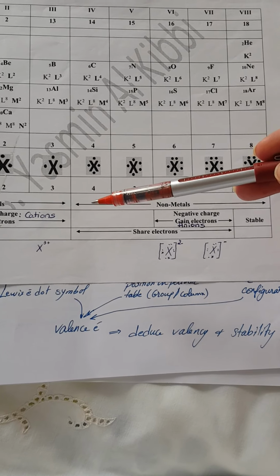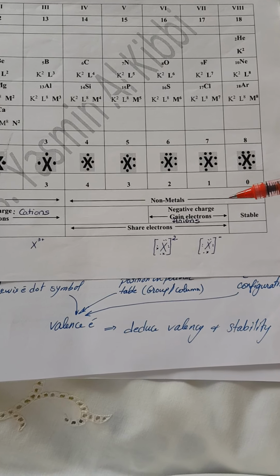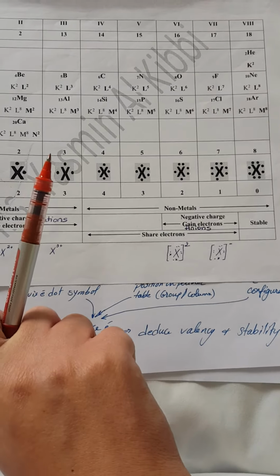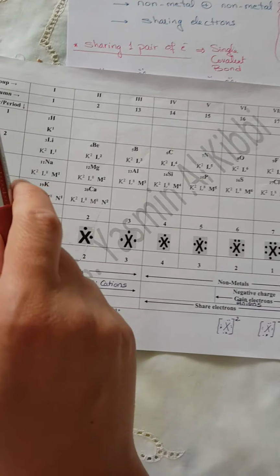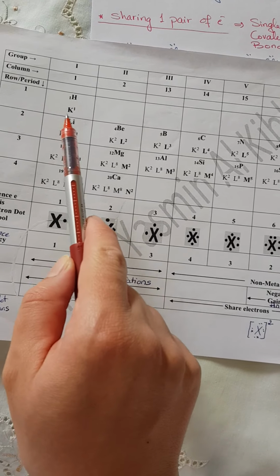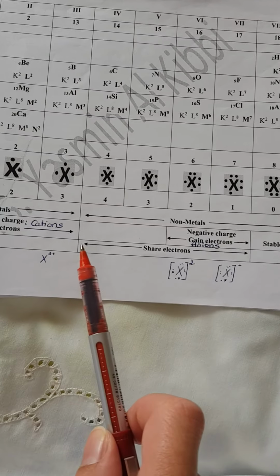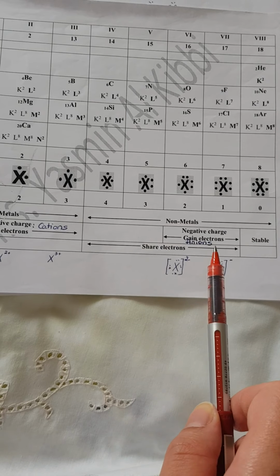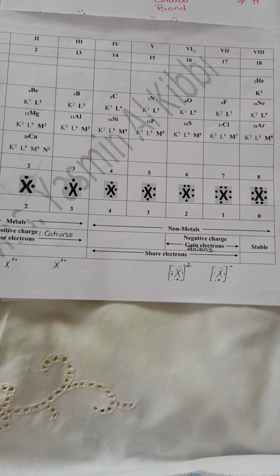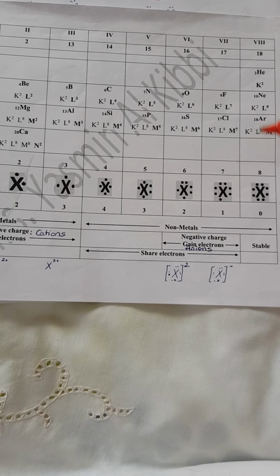So here we will focus on the non-metals, those from group 4 till 7, in addition to hydrogen, which is found in group 1. They share electrons in order to become stable like those found in group 8.